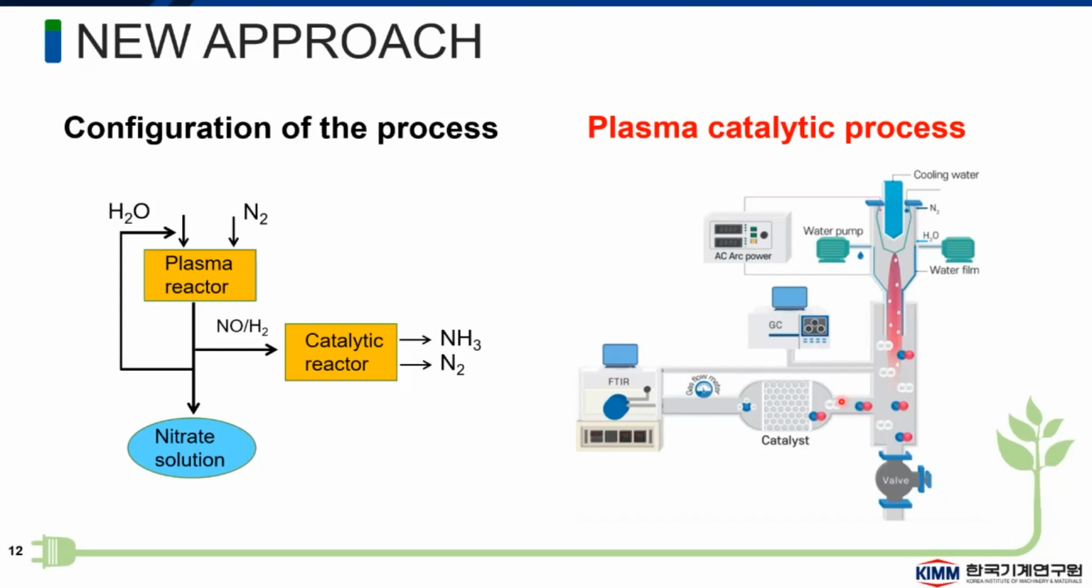And this NOx is reduced in the presence of a palladium catalyst, and we get ammonia. The FTIR is connected in two ways: one part is directly connected with the reactor, and the other part is connected through the catalyst. If we want to check NOx concentration, we will use this valve. And if we want to check ammonia concentration, we will check this line. The GC is also connected to check the concentration of hydrogen, oxygen, and nitrogen.